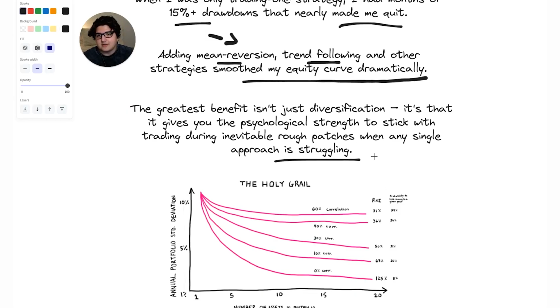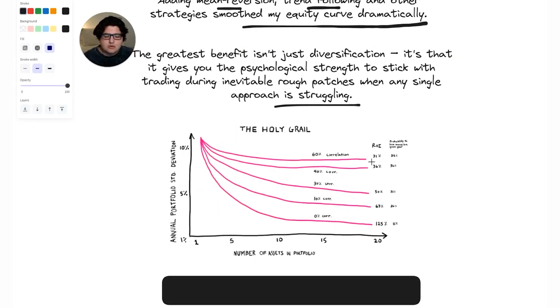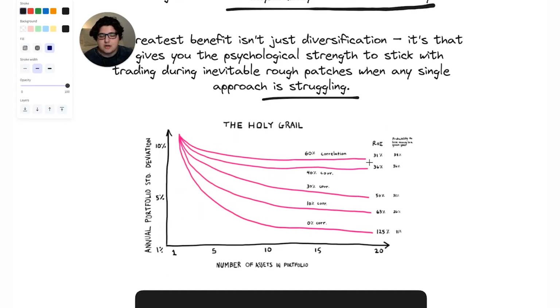Now, what is the actual math behind this? How do we know this actually works? Well, it's referred to as the Holy Grail, and it's actually coined by Ray Dalio and Jim Simons as well. And primarily what you can see here on the right-hand side is the annual portfolio standard deviation. So let's just say how much risk is getting taken on, so how much drawdown in simple terms. Then we have the number of assets in the portfolio. Now this can also be the number of alphas, or it could be the number of strategies in this case where I'm applying it to.